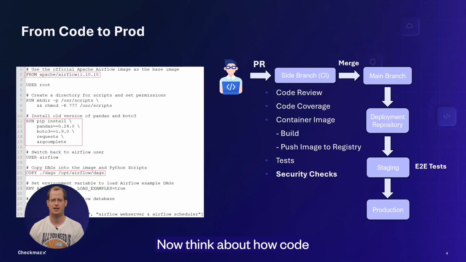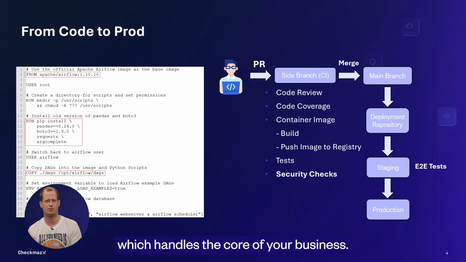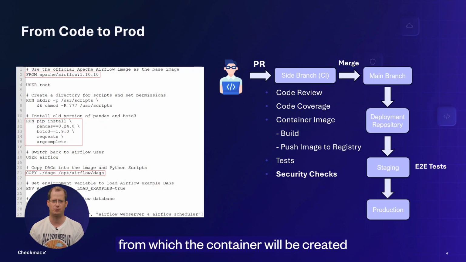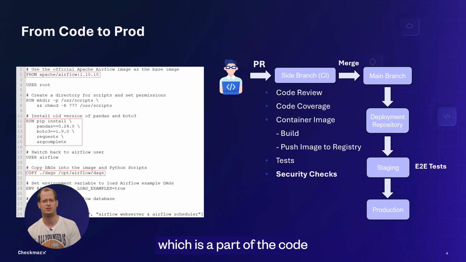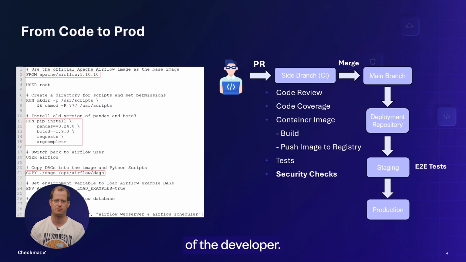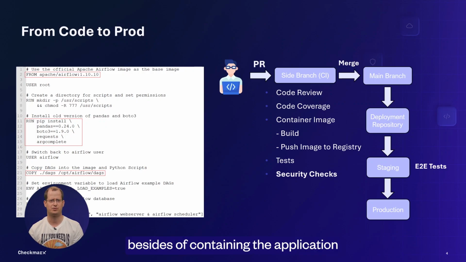Now, think about how code reaches production. Your developers write code, build it into a Docker image, push it through your CI/CD pipeline, and finally deploy it to production as a running container, which handles the core of your business. The Docker image from which the container will be created is built from something called a Dockerfile, which is part of the code and part of the responsibility of the developer. That Dockerfile, besides containing the application code and third-party packages, of course, in most cases will be based on a public image that might contain vulnerable packages that can be exploited by attackers.